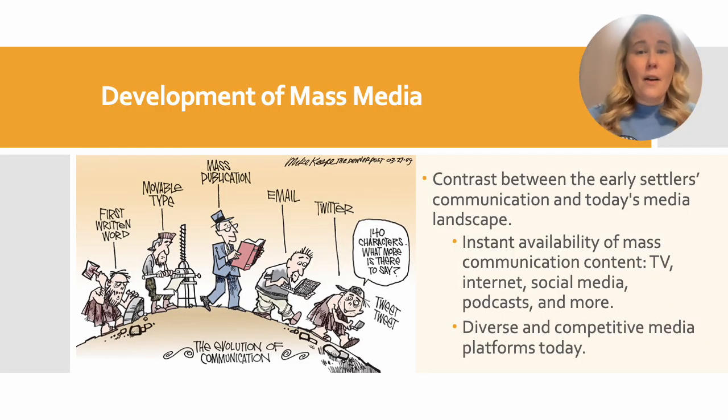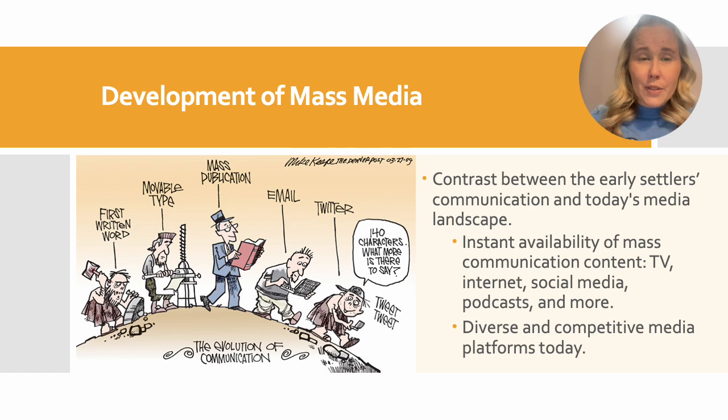Now, the development of mass media is a great contrast to what we've seen in the early settlers' lives as we look at today's media landscape. This is something that actually happened quite rapidly. We've seen over time how we've evolved from just the written word to movable type to being able to mass publish with the Gutenberg Press.